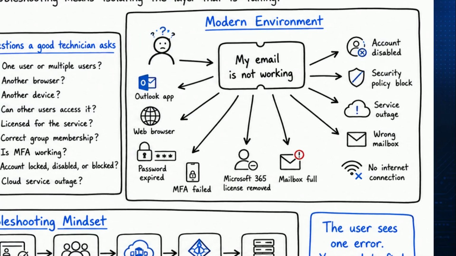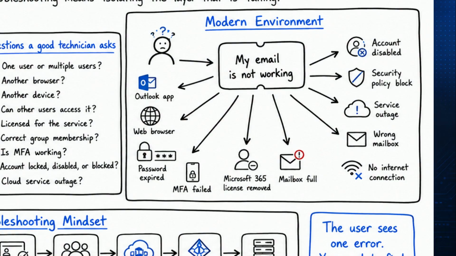Let's say a user says, my email isn't working. That could mean a lot of different things. It could mean the Outlook desktop app is broken. It could mean the web browser has cached bad data. It could mean the user's password expired. The user failed multi-factor authentication. The user's M365 license was removed. The mailbox is full. The account is disabled. There's a multitude of different reasons.